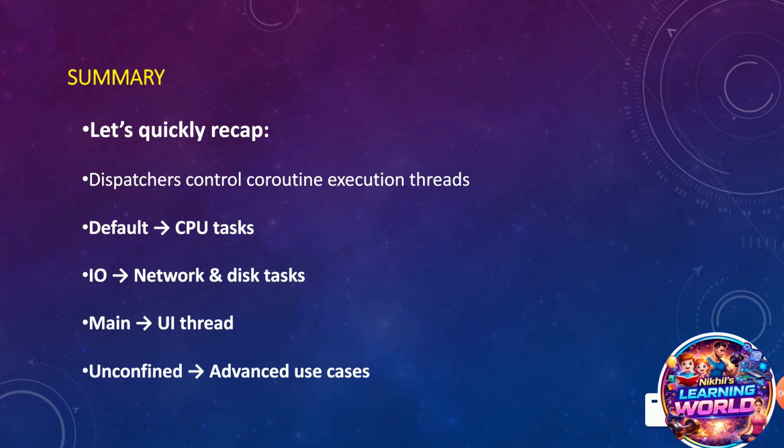Keep in mind. So, summary: in this session we have looked at how dispatchers control the coroutine execution thread. Default is for CPU tasks. Input Output is for network and disk operations. Main is the UI thread, so UI related tasks we have to write on the Main dispatcher. Unconfined is an advanced use case. So that's all about today's session, and I hope you understood and got an idea on dispatchers.